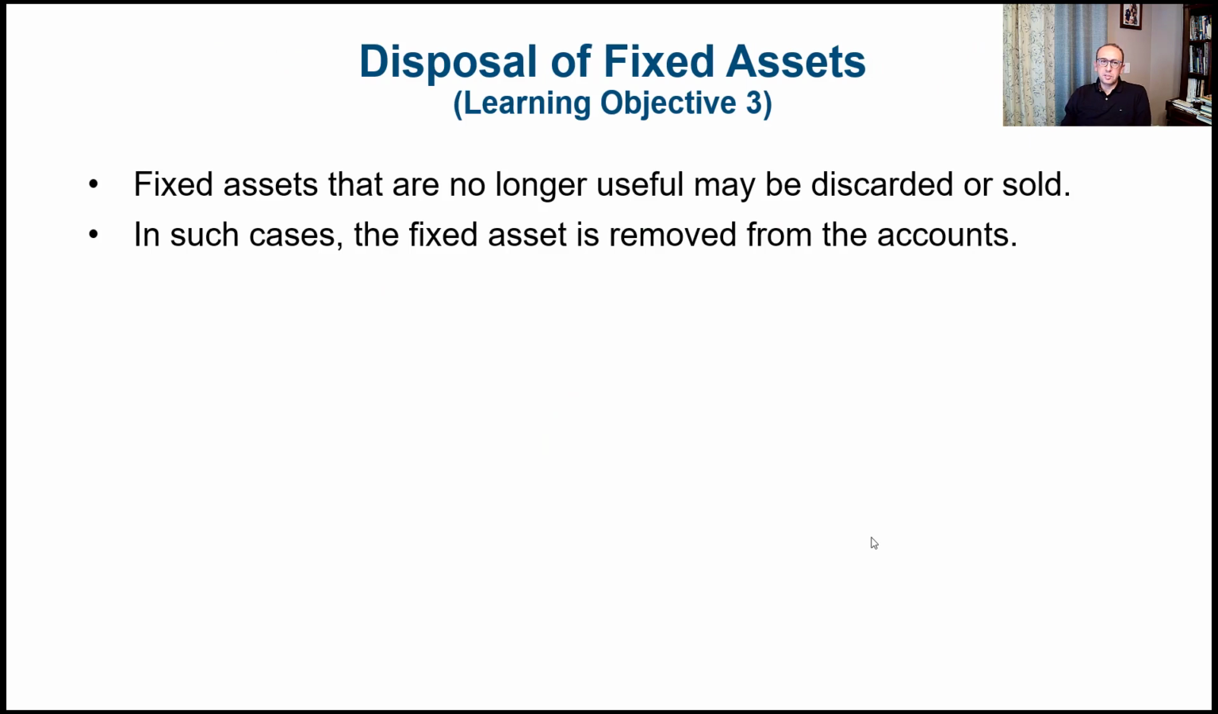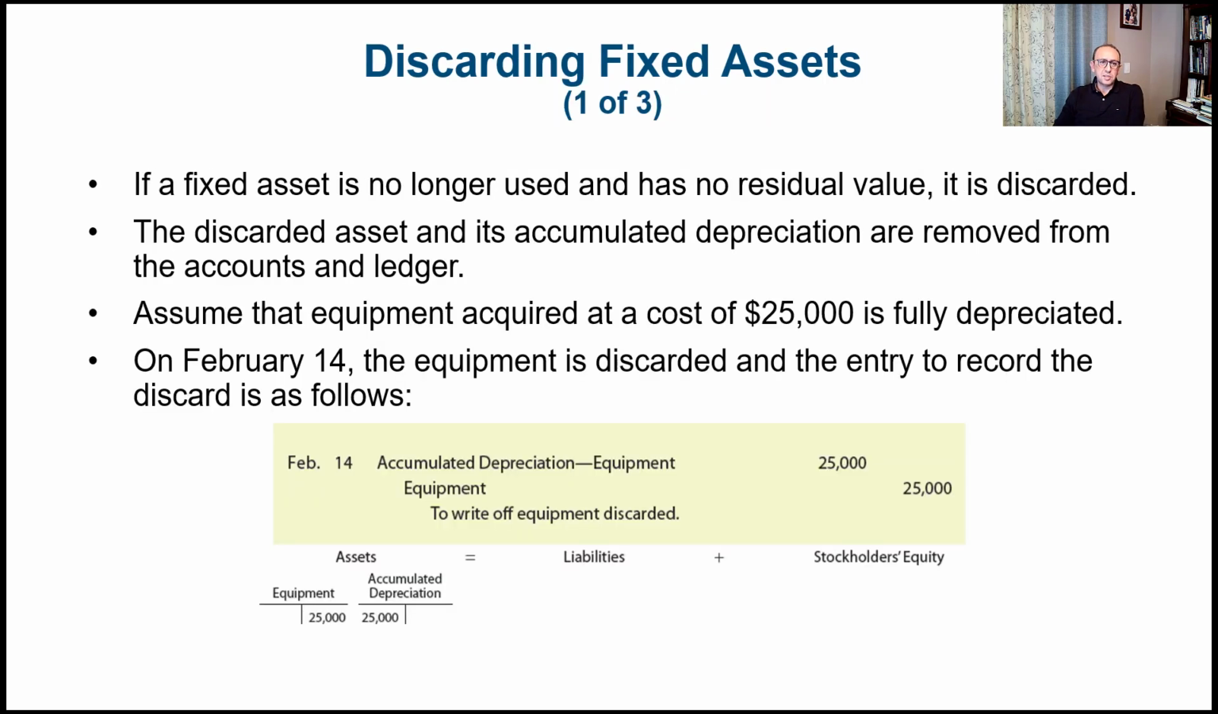Now let's talk about the disposal, or getting rid, of the fixed asset. Fixed assets that are no longer useful may be discarded or sold. In such cases, the fixed asset is removed from the accounts. If a fixed asset is no longer used and has no residual value, it's discarded. The term that we use in accounting is discarding the fixed asset. The discarded asset and its accumulated depreciation are removed from the accounts and the ledger. So we have to get rid of the asset and its related accumulated depreciation account.